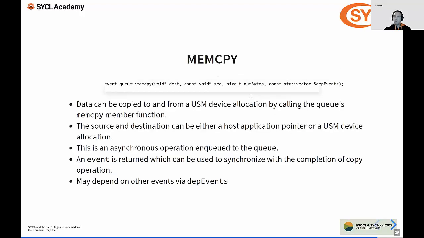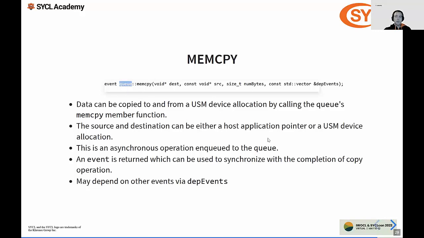And then we have different operations that help us with managing the data. This is a memcopy. Most of the operations here are modeled on standard C++ calls, so the API tries to resemble that a bit more closely. You can use memcopy to copy from a user device allocation to the host or vice versa. And this is an asynchronous operation that's enqueued to the queue that you use.